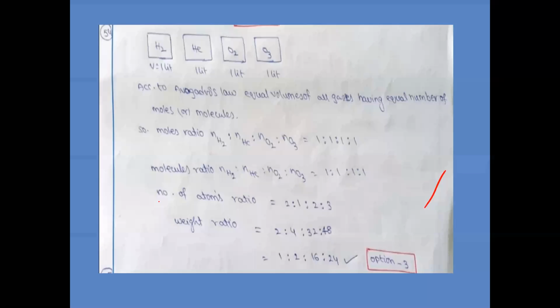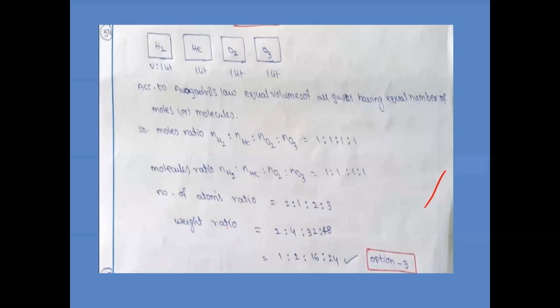According to Avogadro's law. Now number of atoms ratio is what? Number of moles into atomicity. Number of moles 1 for hydrogen, atomicity 2, 1 into 2, 2. Helium, how much? 1 mole into atomicity of helium 1. 1 molecule, 1 atom. In every molecule, how many atoms are there? Hydrogen 2 atoms, helium 1 atom, oxygen 2 atoms, ozone 3 atoms in each molecule. So atomic ratio we have taken.